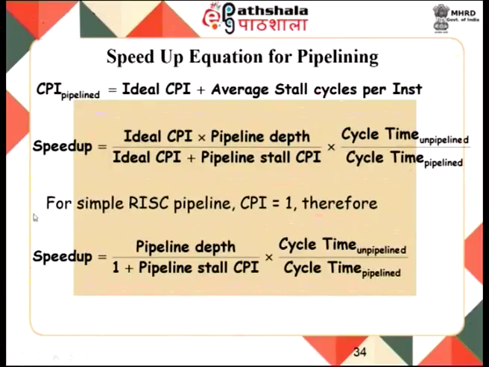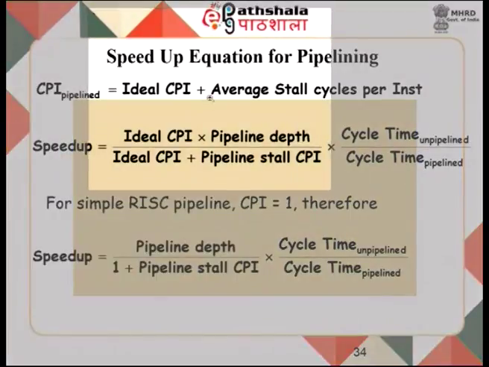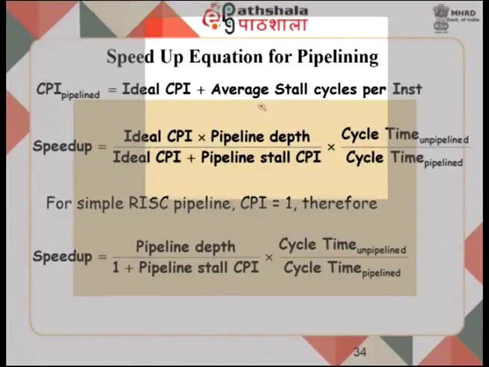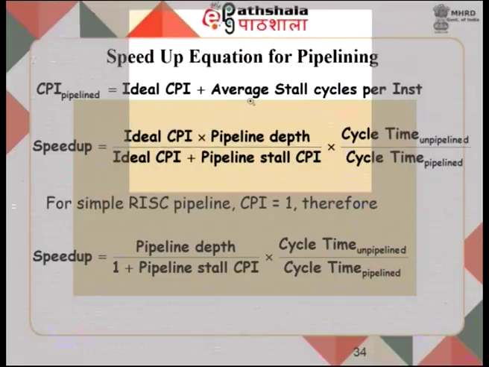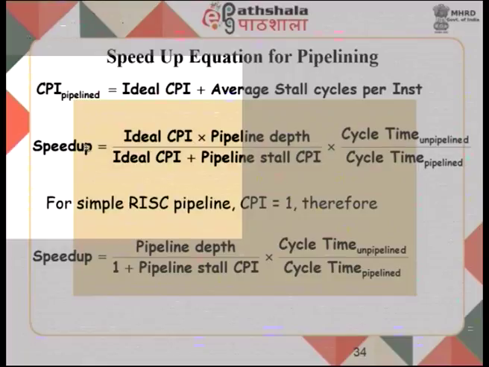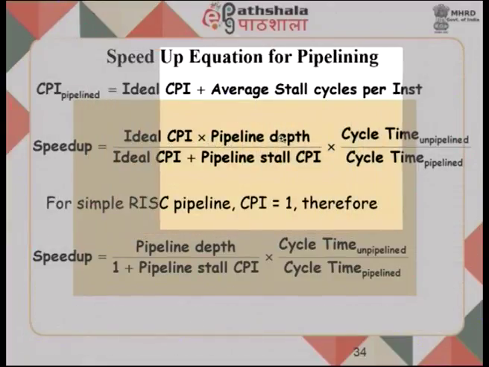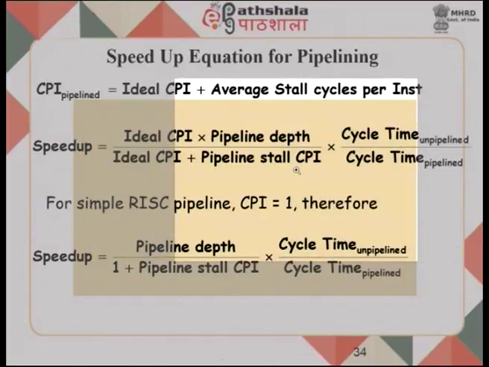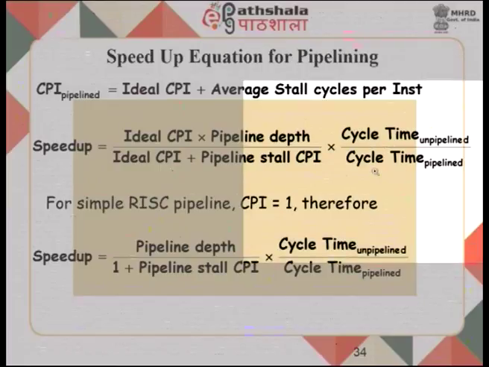Now, looking at the speedup equation for pipelining, if you look at the pipeline CPI, you have an ideal CPI value. The ideal CPI value you know is always 1, plus if you have any stalls, the average stall cycles per instruction will have to be added to your ideal CPI value. And the speedup is given by ideal CPI times pipeline depth divided by ideal CPI plus all the pipeline stalls that happen to your CPI, times the clock cycle time unpipelined divided by the clock cycle time pipelined.